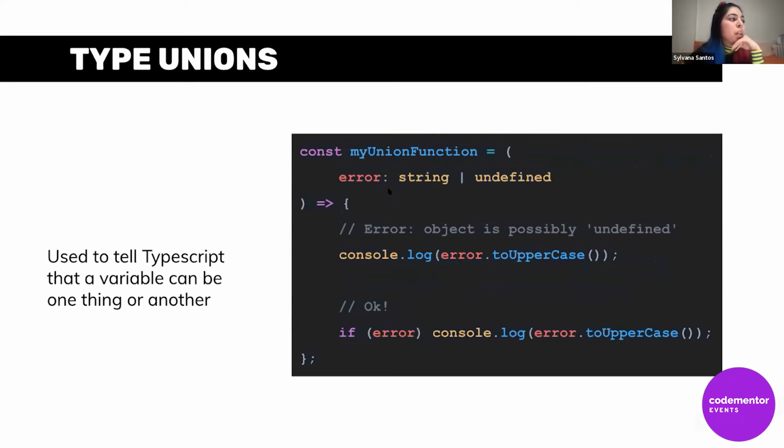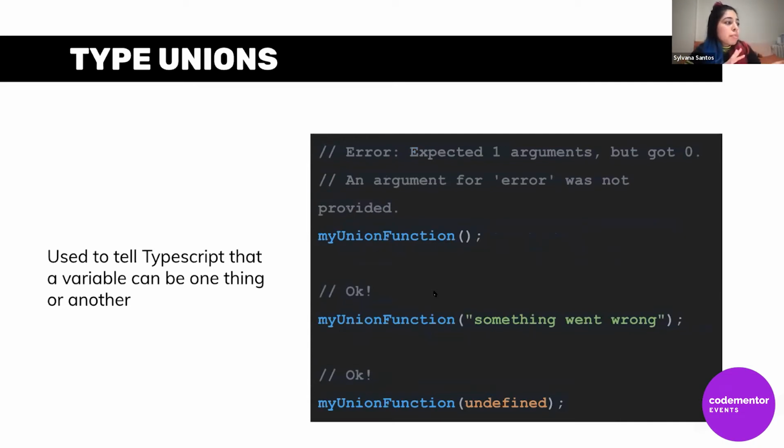So for example, let's say I have a function called my union function, and it takes in an error. And the error can either be a string or it can be undefined, right? So then inside of the function, if I try to call something like toUpperCase on error, TypeScript is going to yell at me because it's going to say, hey, error can sometimes be undefined, so I may not be able to call toUpperCase on it. So in that case, I need to add an if statement to make sure that whenever I'm calling toUpperCase, error is not undefined. Cool.